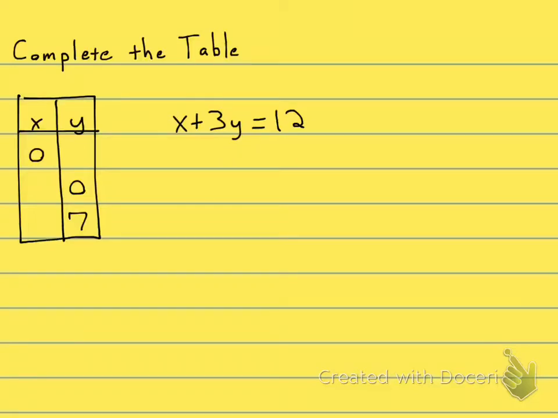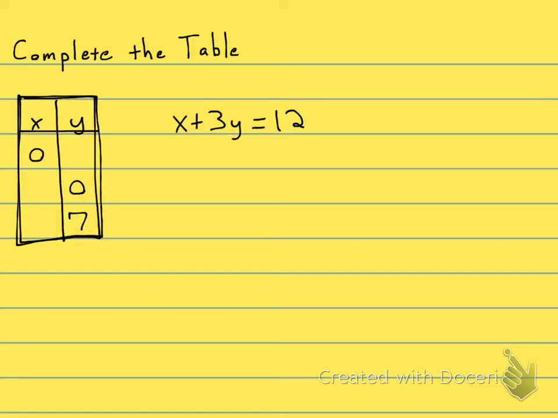They want us to complete the table. And this is the table over here. You may have heard something like this called a t-table, because if you look in the middle, it makes like a T. And there's some missing values here.